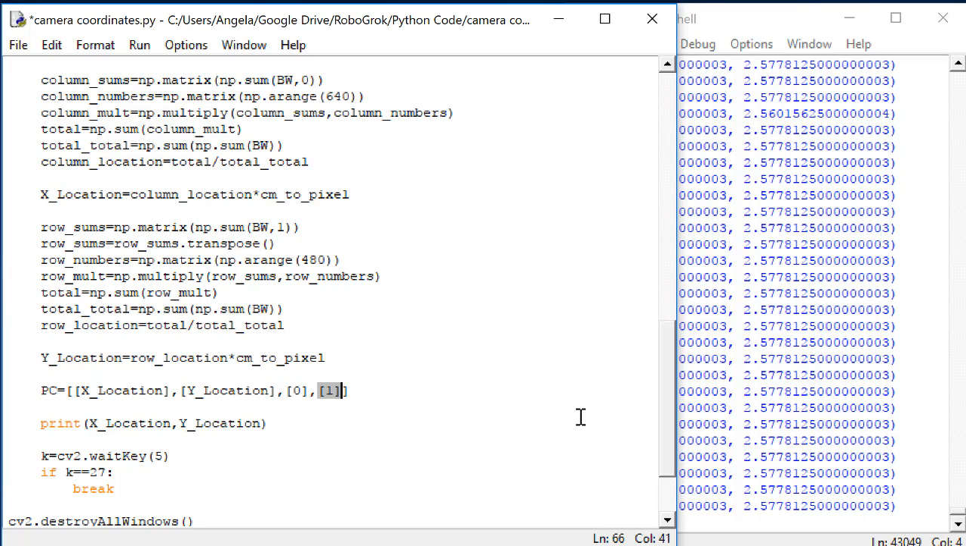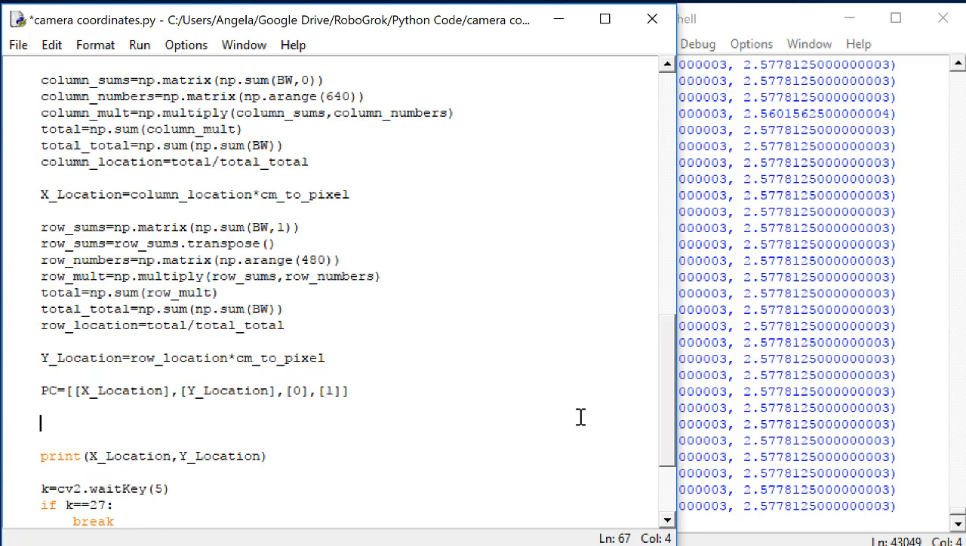We always have to stick a 1 on the end of these points when we're going to be multiplying them times the homogeneous transformation matrix, because the homogeneous transformation matrix is 4 by 4. So we wouldn't be able to multiply it by a vector that only has 3 elements. So we stick the 1 on the end here in order to make it work.